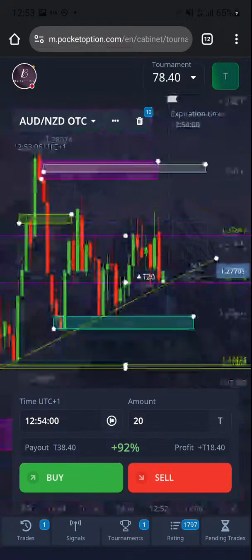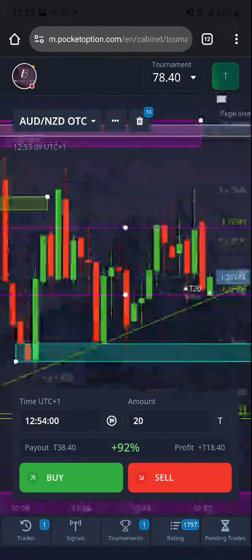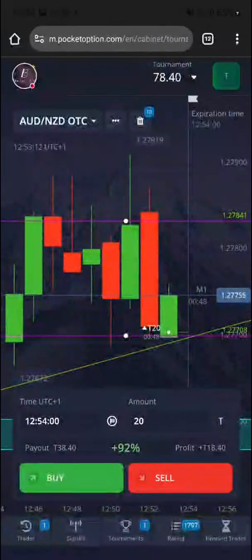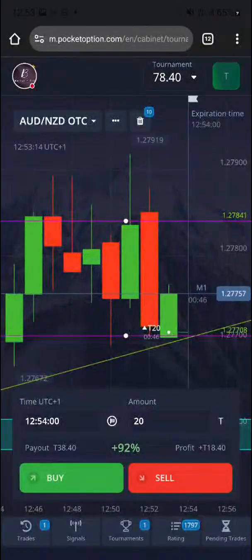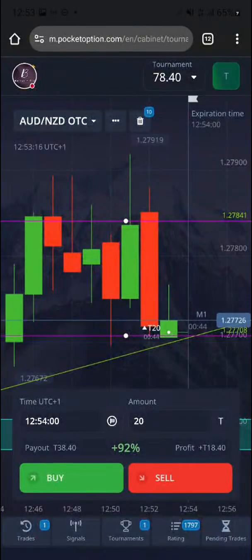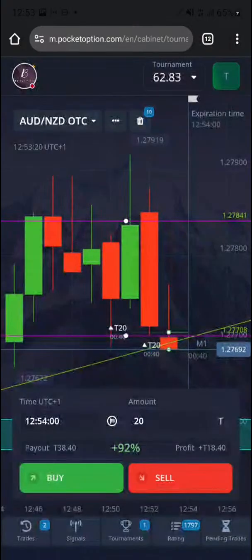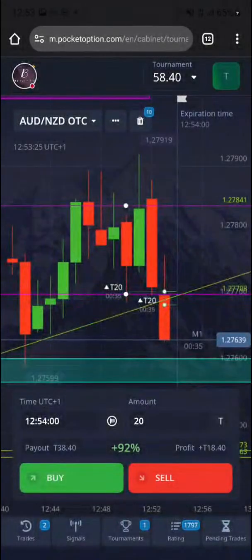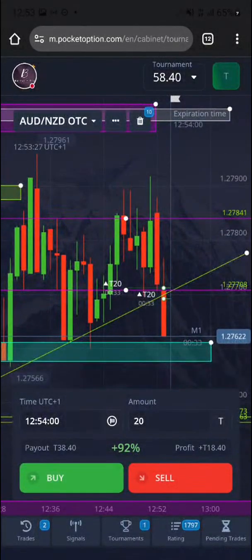You remember that in this range we're making this red-green pattern here. Now we might start another series of red-green patterns again. So I took the trade because of the red-green pattern. Let's go one more time. I'm expecting a red candle, a green candle actually. Now if it comes into this area again, I'll take another trade.